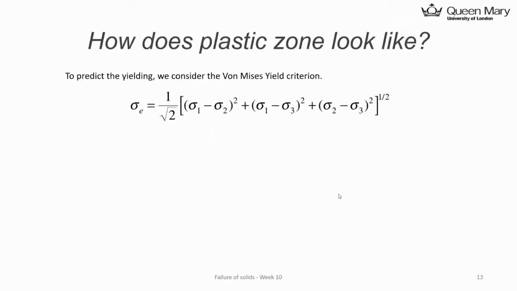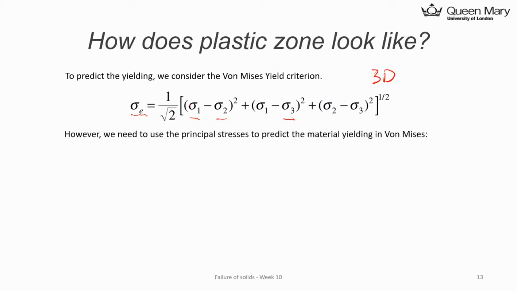Okay, so to predict the yielding, the classic criterion we learned is the von Mises yield criterion, where we have this equivalent von Mises stress sigma E, which is a function of the principal stresses sigma 1, 2, and 3 for a 3D problem. Okay, so to get sigma 1, 2, and sigma 3 is essentially a recap of how to use your global stress to derive a principal stress.